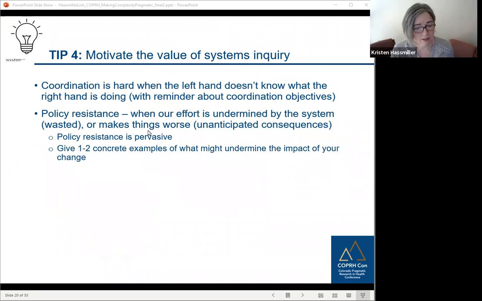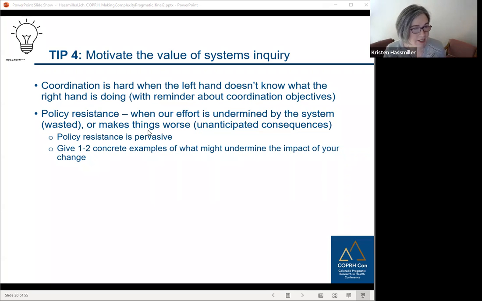So my tip 4 in trying to keep our systems inquiry pragmatic is that we want to make sure that we're motivating the value of systems inquiry. We want to make sure that anyone that's going to get brought into a mapping method where the maps can get a little bit big, or where we're going to try to use computer modeling to support our intuition, understands why we're bringing these complex methods to bear. And so I'm going to give you some of my tips, how I tend to talk about this, also hoping that I can convince you that some of the systems inquiry is worth it.